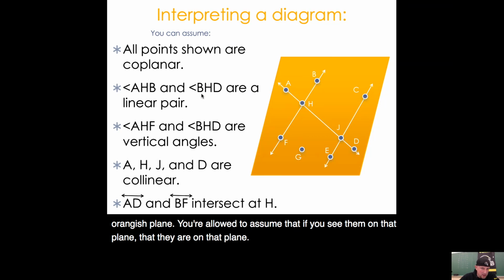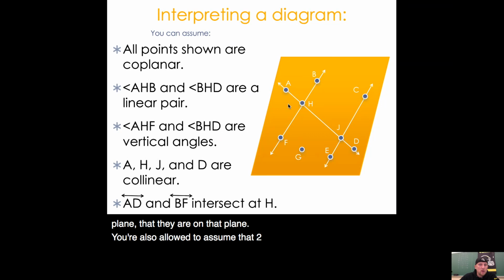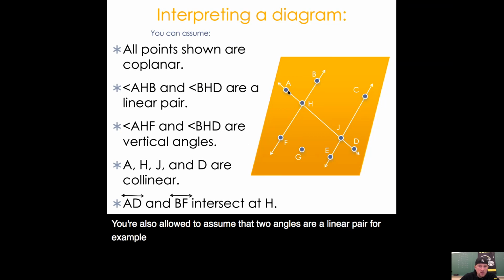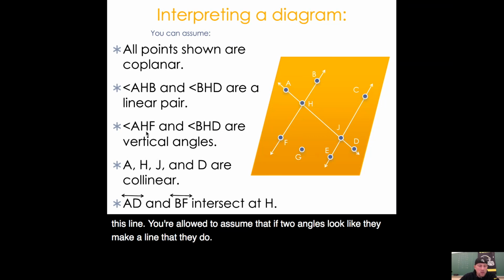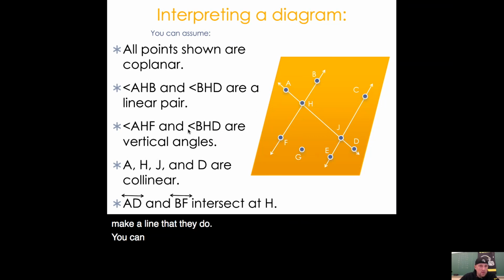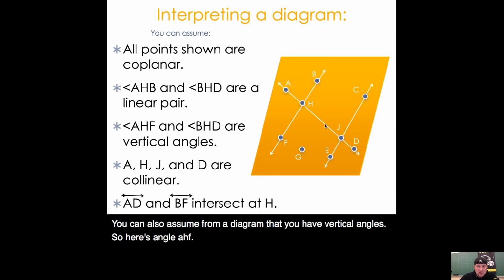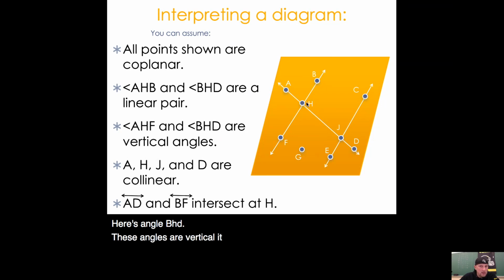You're also allowed to assume that two angles are a linear pair. For example, angle AHB and angle BHD, these two angles right here make this line. You're allowed to assume that if two angles look like they make a line, that they do. You can also assume from a diagram that you have vertical angles. So here's angle AHF. Here's angle BHD. These angles are vertical. It appears that they are in the diagram. You are allowed to assume that.